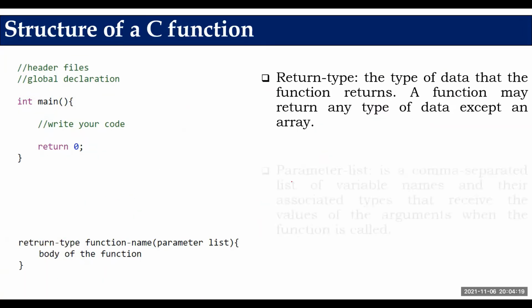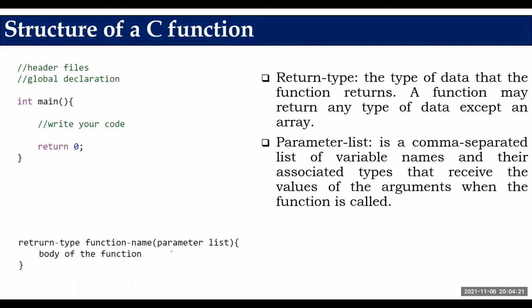Next point. Parameter list. It is a comma separated list of variable names and their associated types. We'll see very shortly how we can pass the parameters. It is called a parameter list, or you can say a list of parameters. When you say list, it can have only one or more than one.